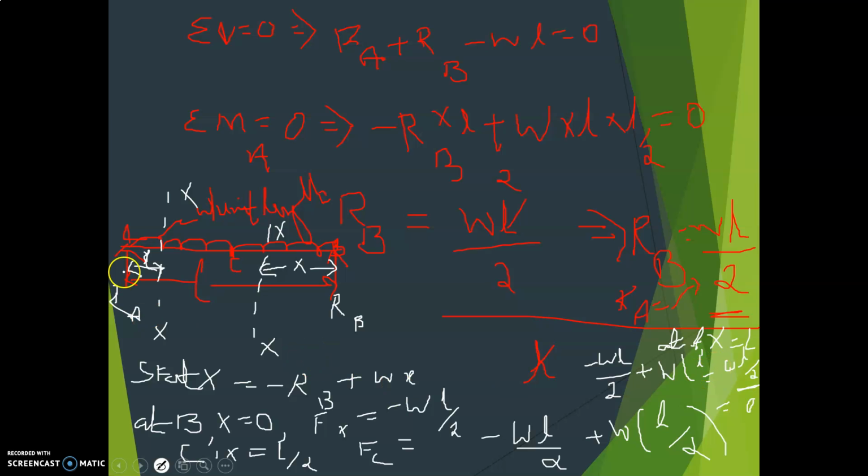Same thing you will get if you consider from A to B also. Suppose section is here. If you get in terms of RA first, so RA into X, then you have to substitute at different points. At A it is 0, X is equal to 0. At C, X is equal to L by 2. And at B, X is equal to full length L. Same thing you will get. Any side you can use which is comfortable for you.